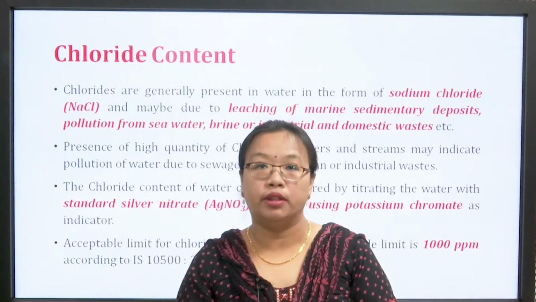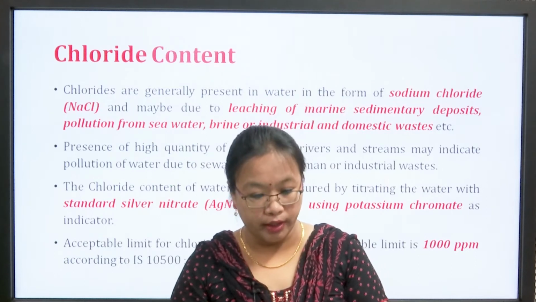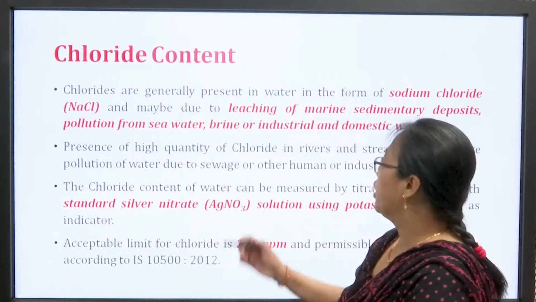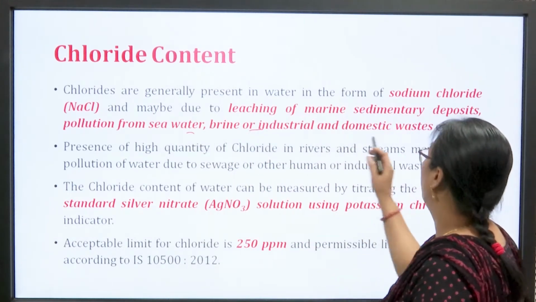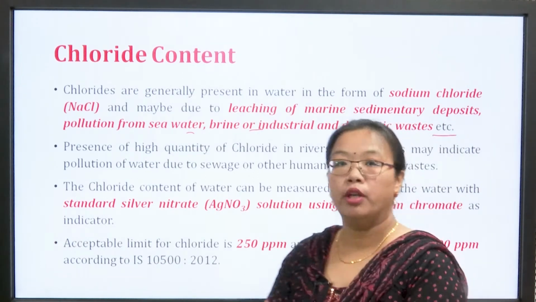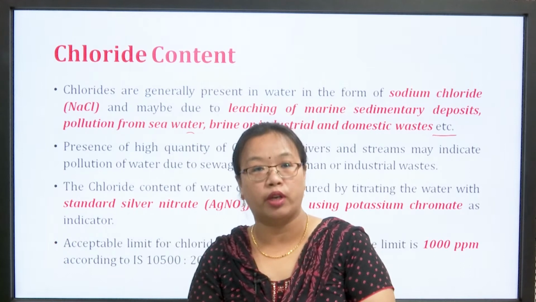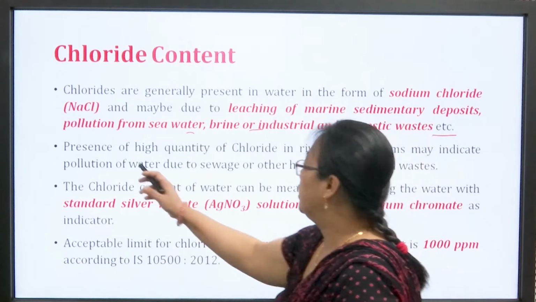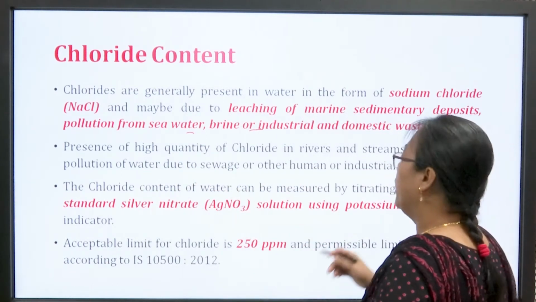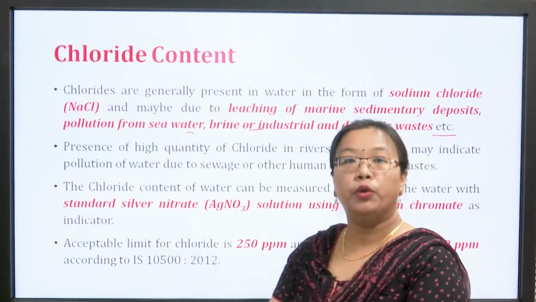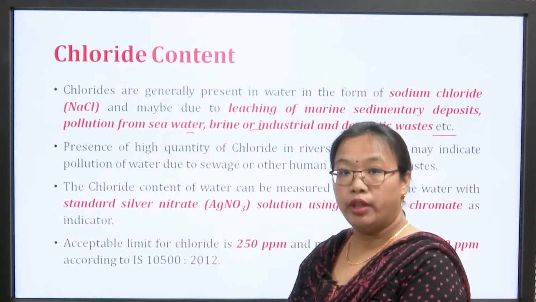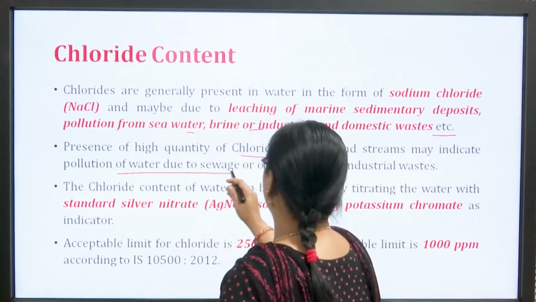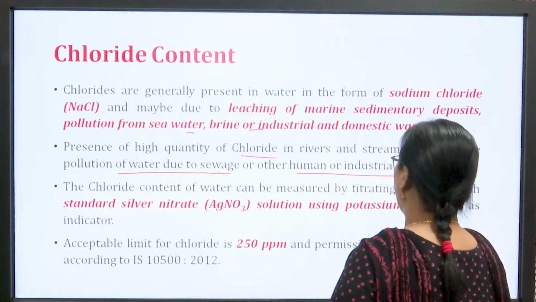Chloride is generally present in water in the form of sodium chloride, that is NaCl, and this may be due to leaching of marine sedimentary deposits, pollution from sea water, brine, or industrial and domestic wastewater, etc. Wherever you have chlorides, like sodium chloride or any other metal chloride, you will have chloride content. Presence of a high quantity of chlorides in rivers and streams may indicate pollution of water due to sewage or other human or industrial waste, right. So, if you have chloride, you may think that the pollution is due to sewage or some human activities.